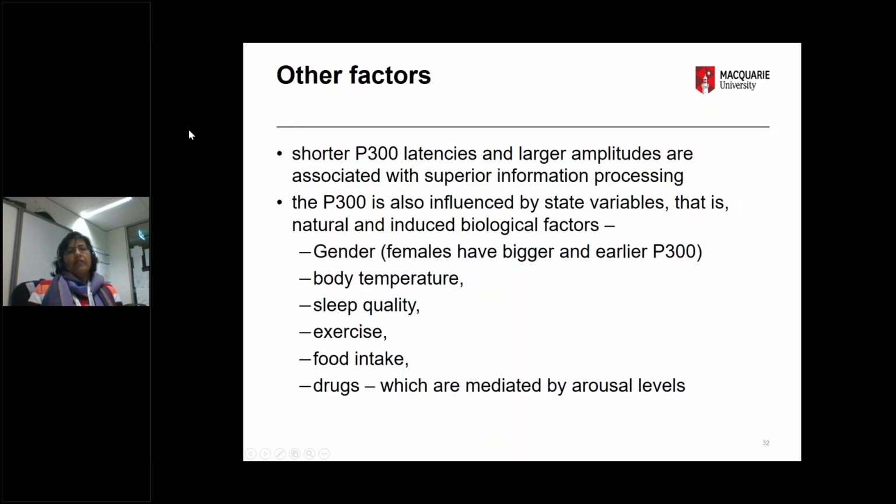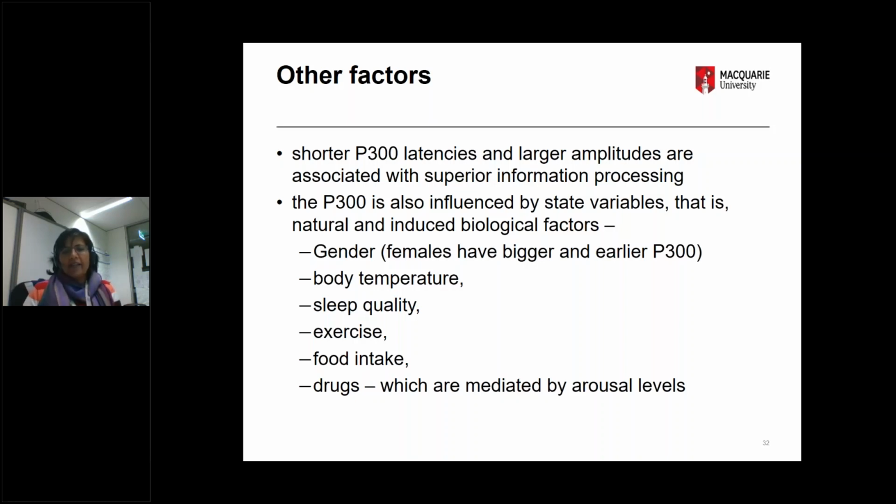There are, of course, lots of other factors that are equally important, but the bottom line is a shorter P300 latency and a larger P300 amplitude, and I am talking about P300B, which is from your parietal, that's associated with superior information processing. P300 is influenced by the state variables, so natural and induced, for example, gender. Females have bigger and earlier P300. I've already talked about the age factor. The body temperature makes the difference. Sleep quality makes the difference. Fatigue, exercise, food intake, drugs.